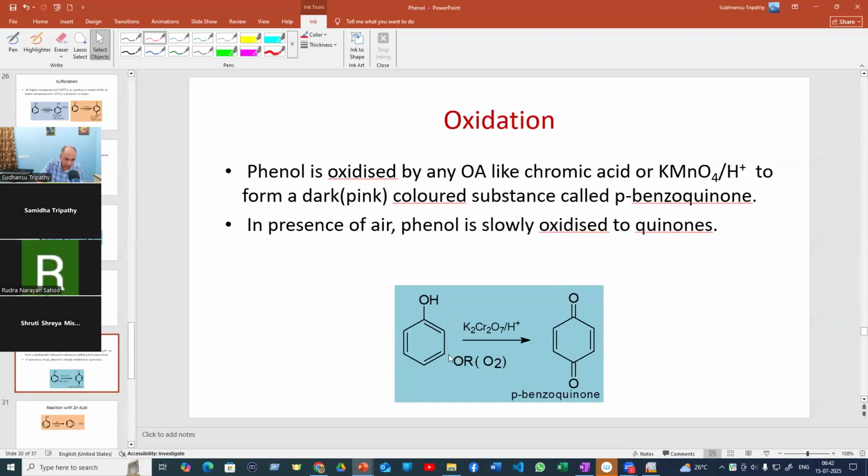And also you write that when you open the bottle of phenol, it looks dirty. I mean, it looks pink because of the formation of a small quantity of para-benzoquinone. This is the substance which is not aromatic. It is non-aromatic, para-benzoquinone. Either you leave it open, or use an oxidizing agent, you get para-benzoquinone. That's all for today.